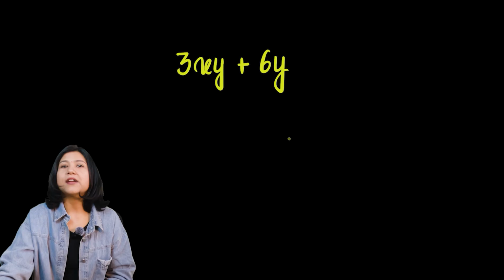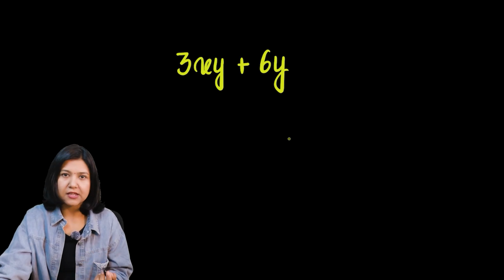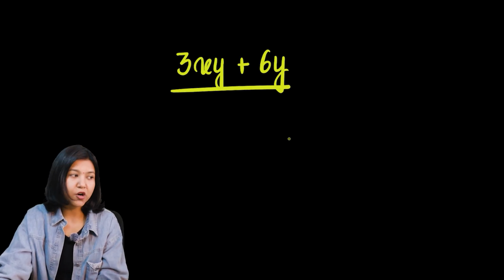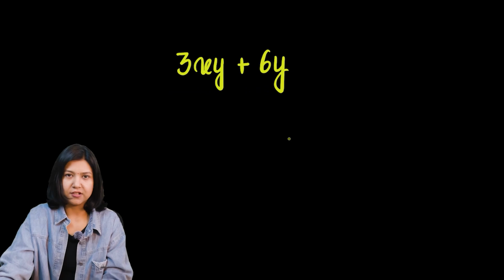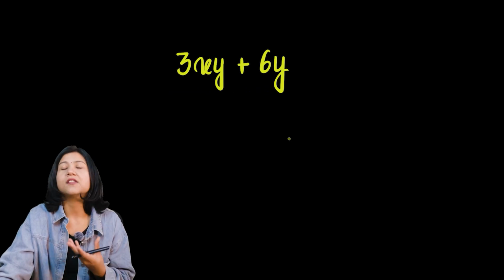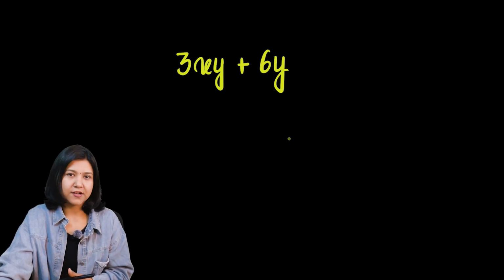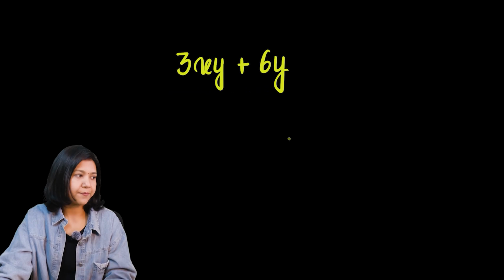Now of course, the kind of questions they give you is something like 3xy plus 6y. You want to write it in the form of a times b. This is clearly not in the factorized form. It is in the form of expansion. There are 2 terms here, so it's in the expanded form. How can you factorize it? You look at each term at a time.